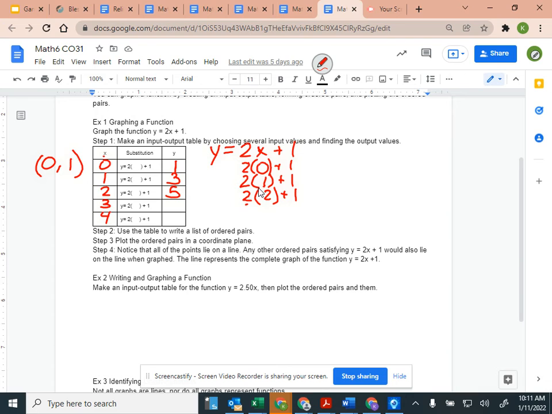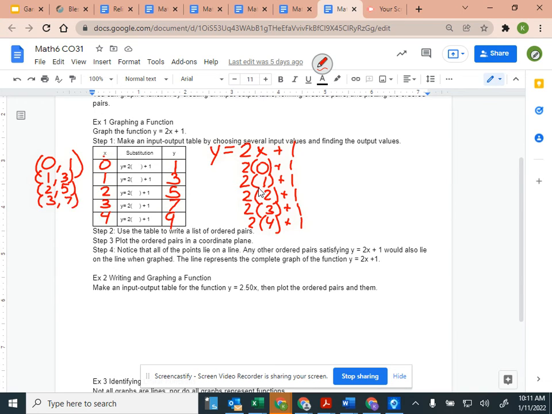Now what if I put a 3 in for my x? 7. 2 times 3 is 6, plus 1 is 7. And if I put a 4 in, what do I get, Tristan? 2 times 4 plus 1. 9. So again, you can write your ordered pairs, x, then y.